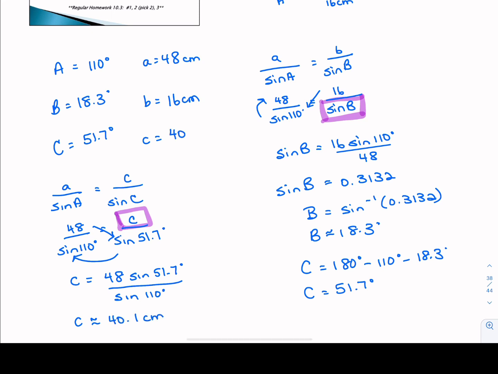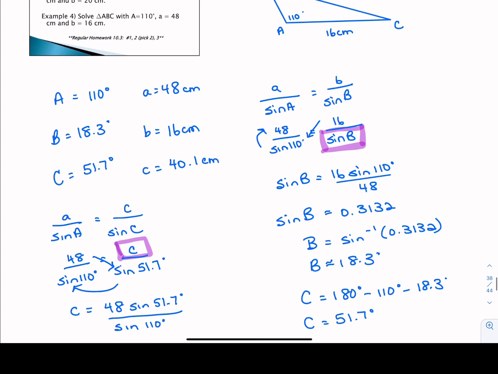So we can fill that into your chart and make sure that all of these side lengths and opposite angles make good sense and are sort of proportional to what we would imagine. So the largest angle is 110 degrees. The largest side is across from it, 48 centimeters. We also recognize that the smallest angle is 18.3 degrees, and that's across from the smallest side of 16 centimeters. So once again, we have solved this triangle and found all missing pieces of information.